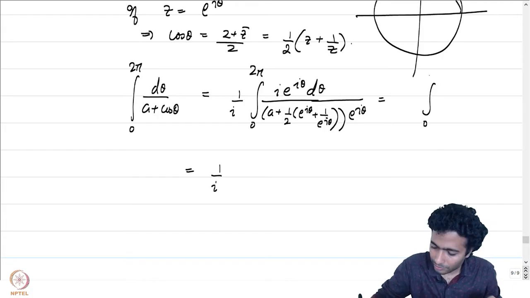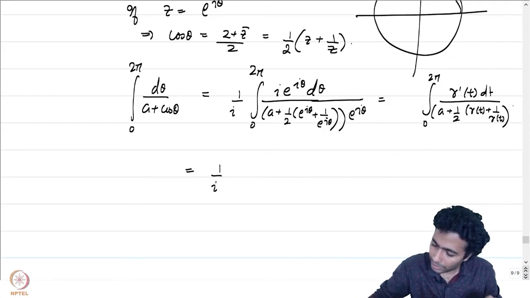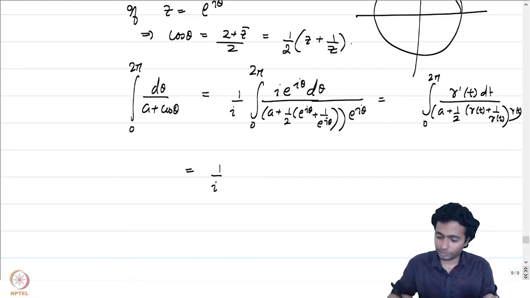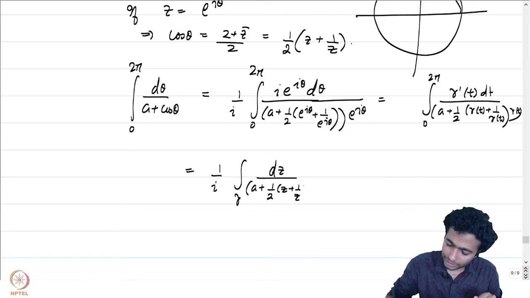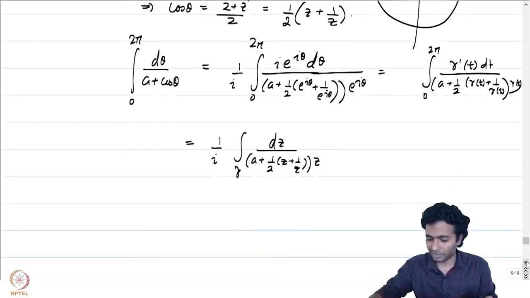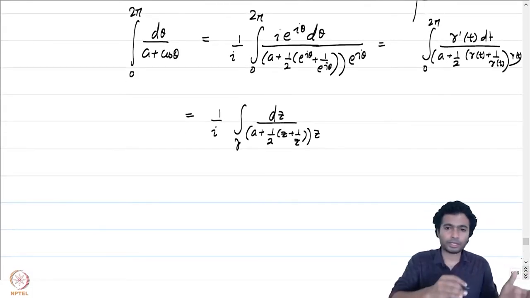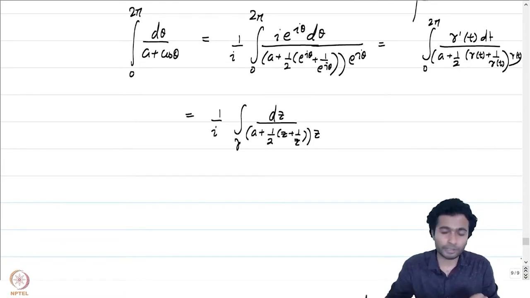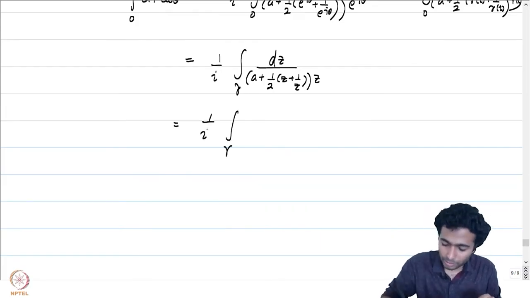This is just the integral from 0 to 2 pi of gamma prime t dt by a plus half of gamma of t plus 1 by gamma of t, times gamma of t. Because of that, we can write this as the integral over gamma of dz by a plus half of z plus 1 by z, times z. Till now, we have not done any major calculations. We have just done some minor changes of variable, changing the integral into an integral along a curve in the complex plane. Now, we have some really good tools to compute what happens to such integrals.